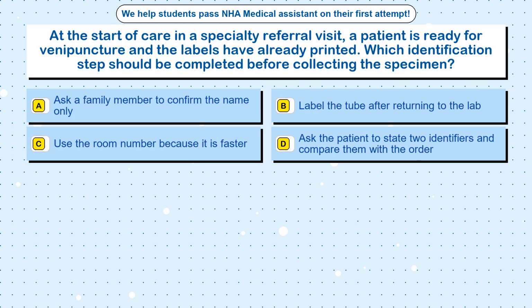Question 70. At the start of care in a specialty referral visit, a patient is ready for venipuncture and the labels have already printed. Which identification step should be completed before collecting the specimen?